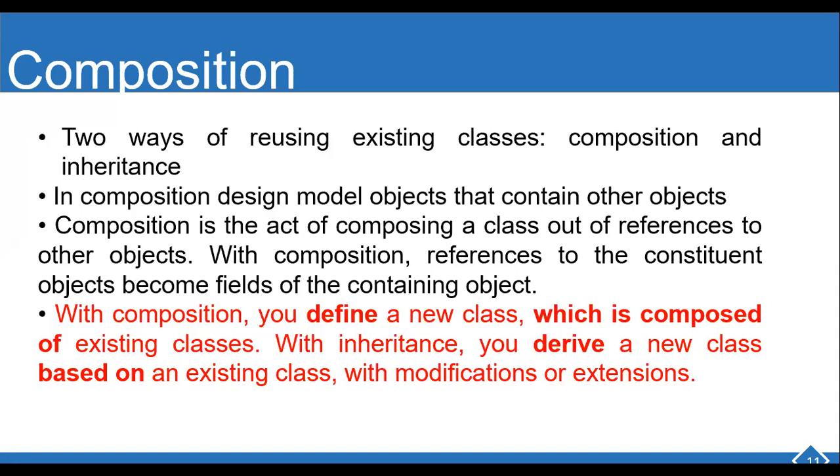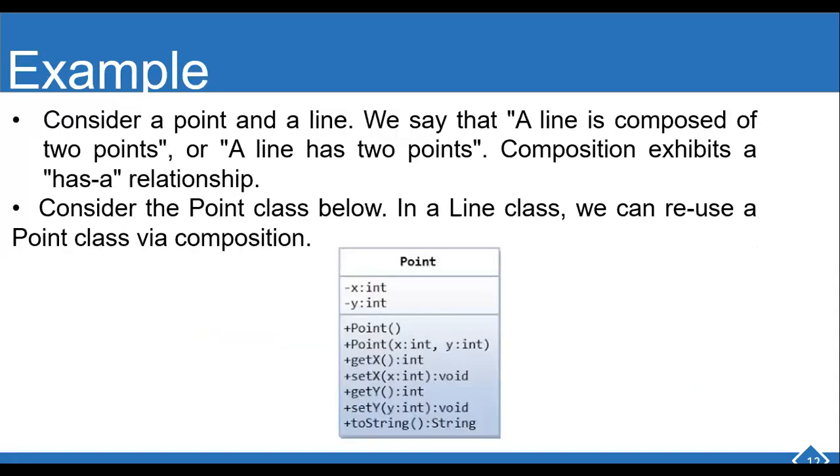The difference between composition and inheritance is that in composition, we define a new class which is composed of an existing class. But in inheritance, we are not defining, we are deriving a new class based on the parent class, and we can make some modifications. So this is the example.